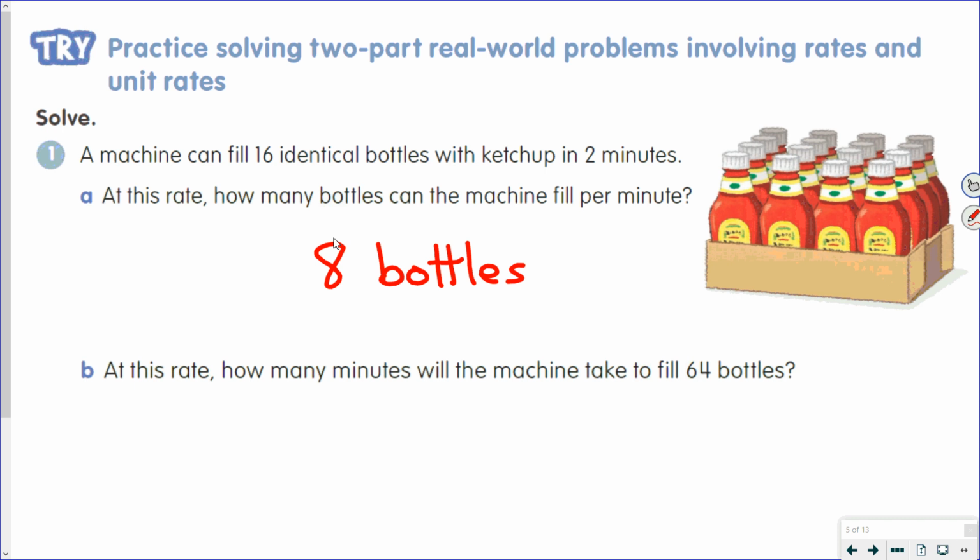And at this rate, how many minutes will the machine take to fill 64 bottles? Well, if they can do 8 bottles in 1 minute, as our answer to part A, to get to 64, 8 times 8 is 64, so it will take you 8 minutes.